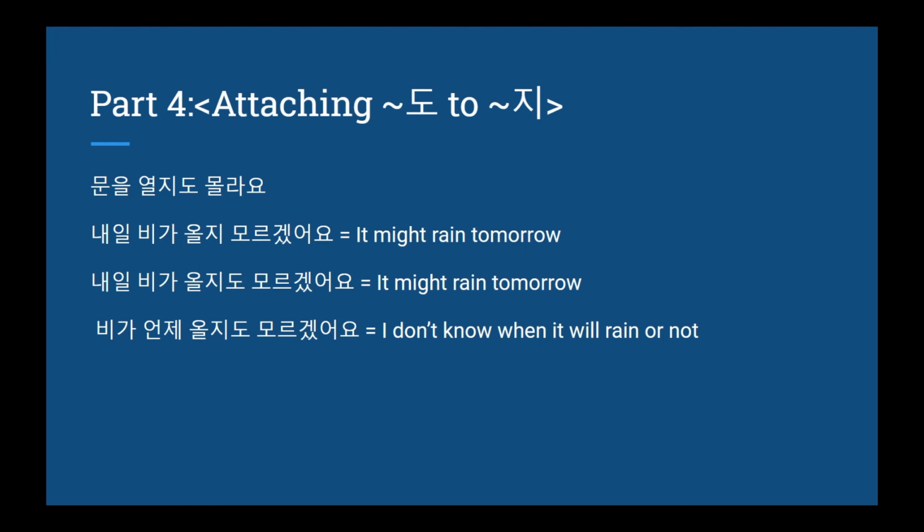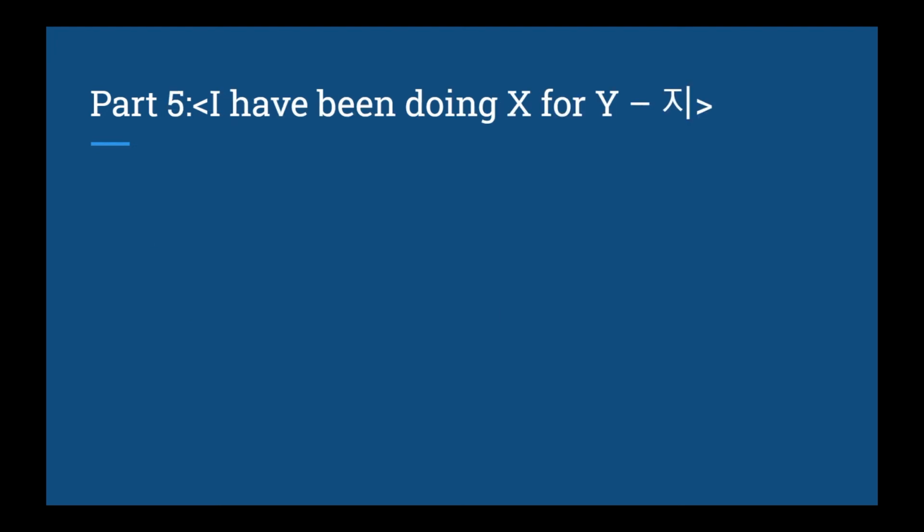I know I was speeding through this, but we're done with the hard part. One more meaning of 지 to go. Part 5. I've been doing something for Y amount of time. I've been doing X for Y amount of time, basically. This usage doesn't really have the uncertainty in it. It's not really related to the usage we learned. 지 here talks about how long something's been happening, from the time that it happened until the present.